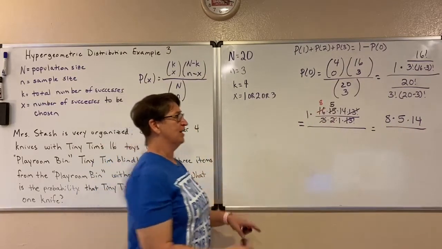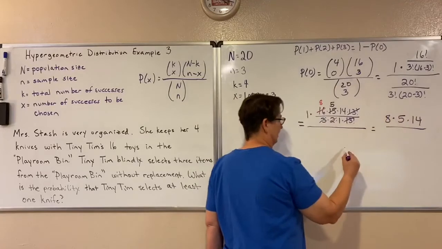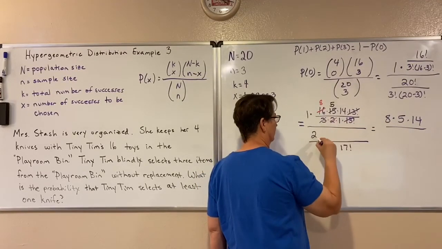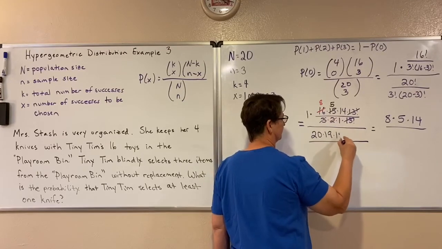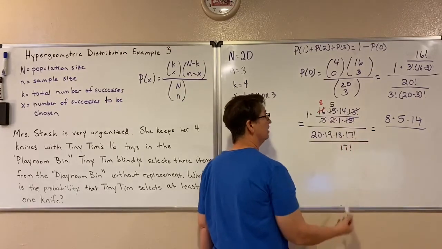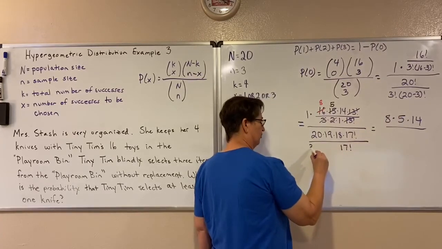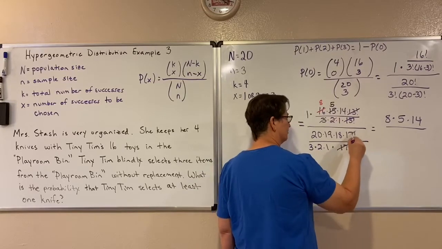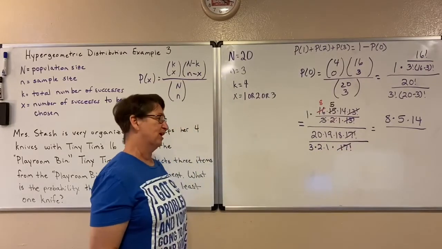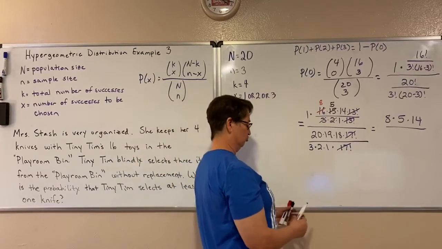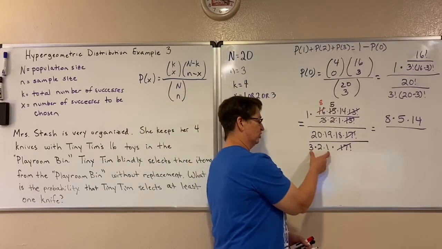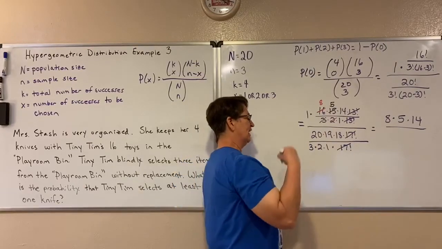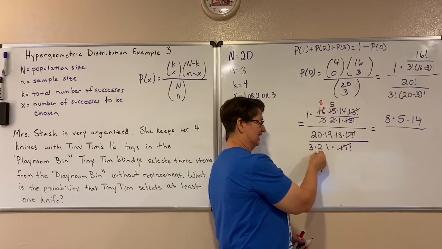Then in my denominator, 20 minus 3 is 17 factorial. So on top there, I'm going to stop at 17 factorial. 18 times 17 factorial. I still have that 3. And remember, it's 3 factorial, so it's 3 times 2 times 1. I stopped at 17 factorial because 17 factorial divided by 17 factorial is just 1. Again, we know that we should be able to simplify until the denominator's gone. So this 3 times 2 is 6.